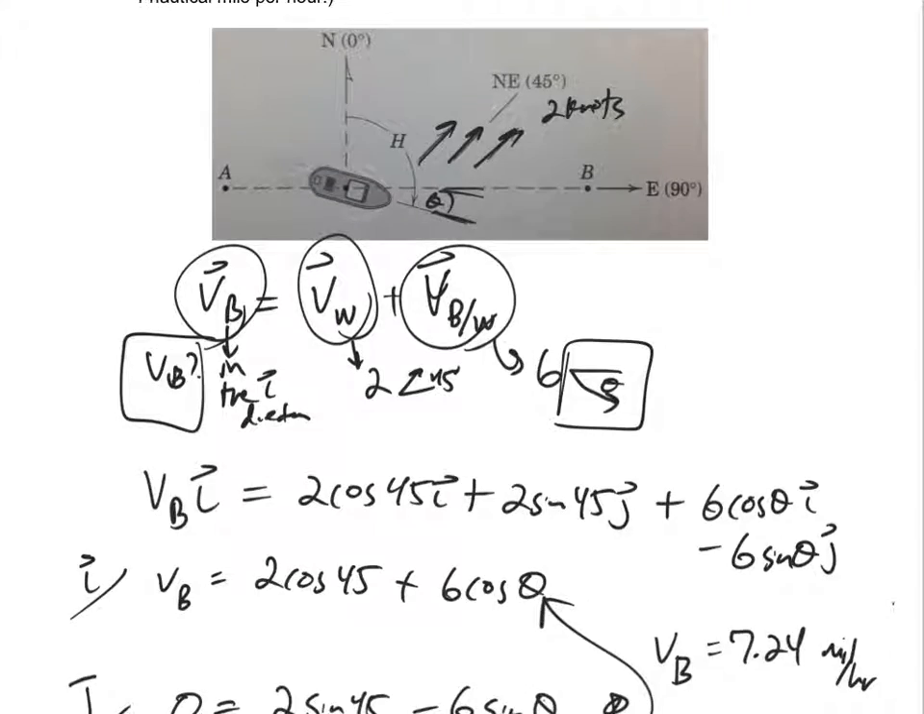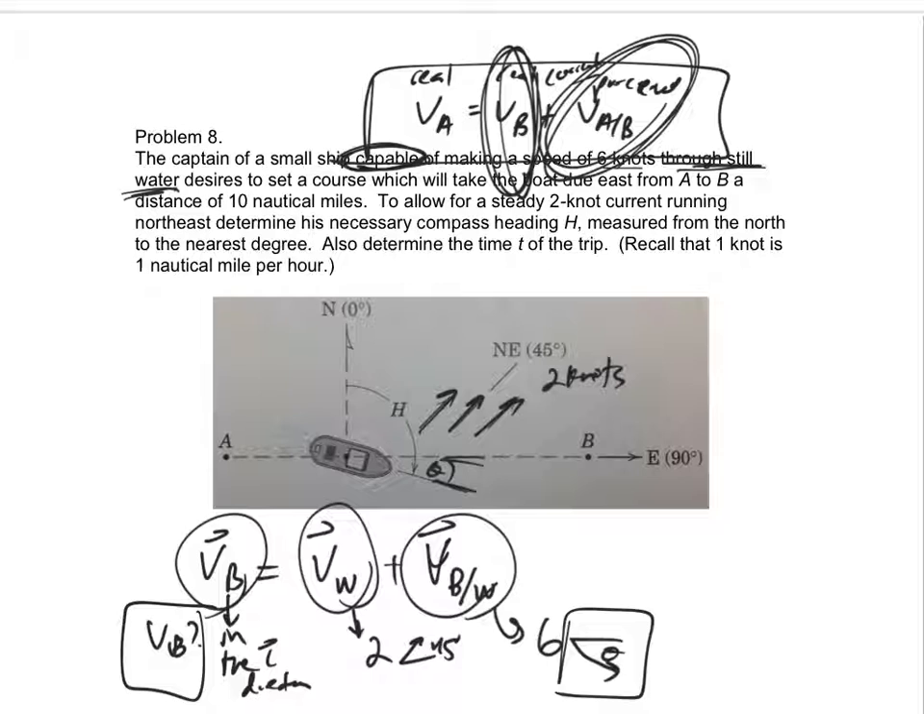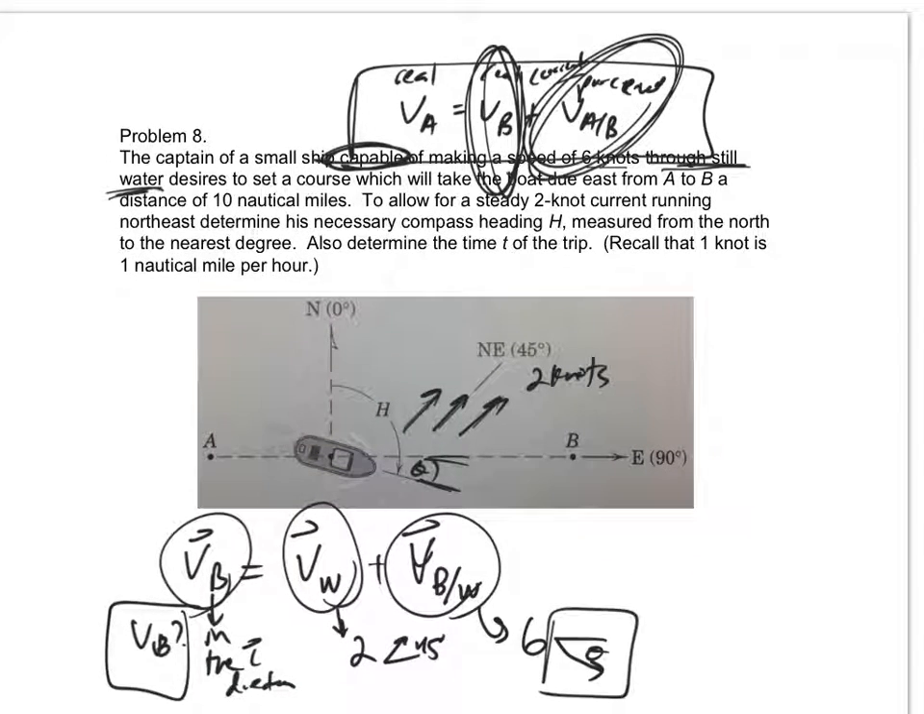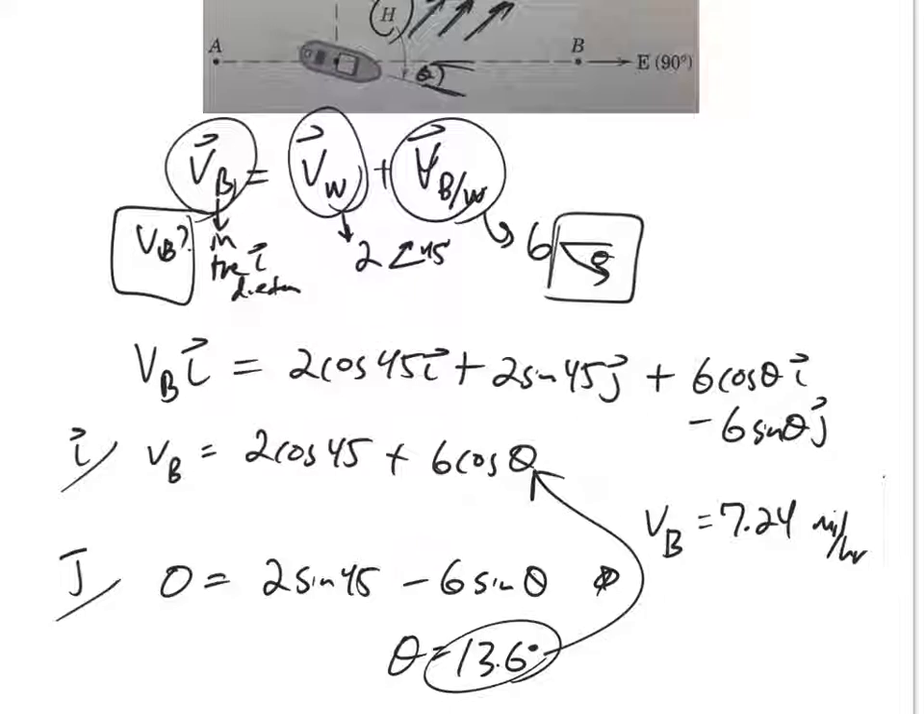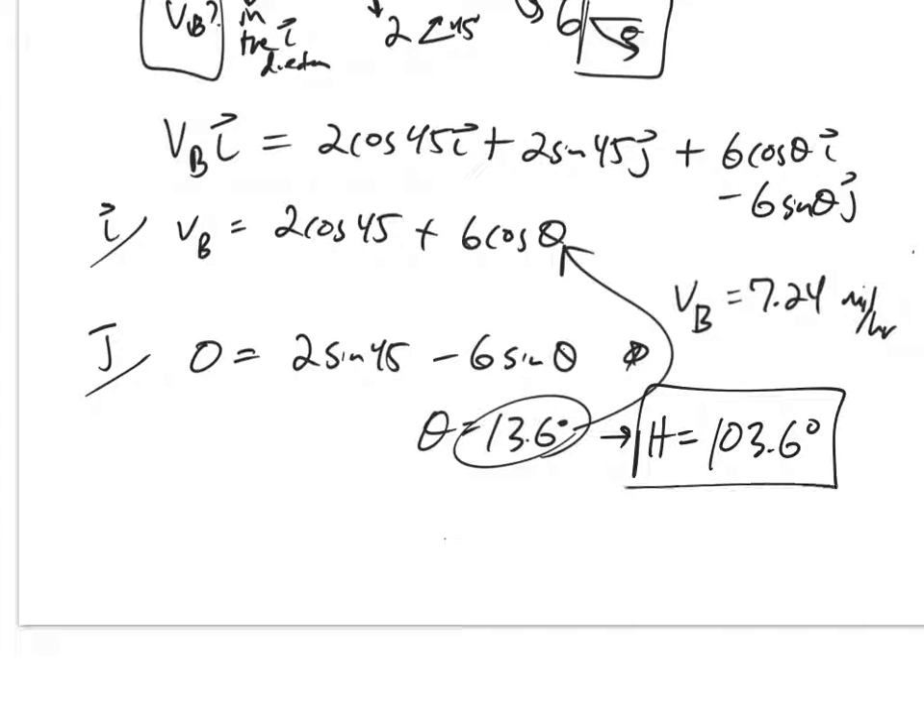All right, what did the problem really ask for? The problem really asked for the compass heading H. Well, I found theta to be 13.6, so the compass heading H would be that plus 90 degrees, 103.6 degrees. So that is H.